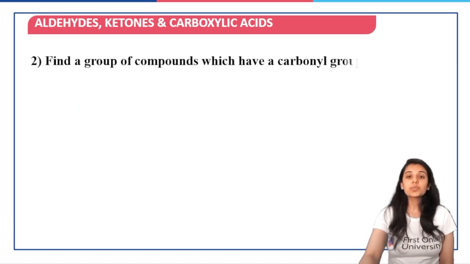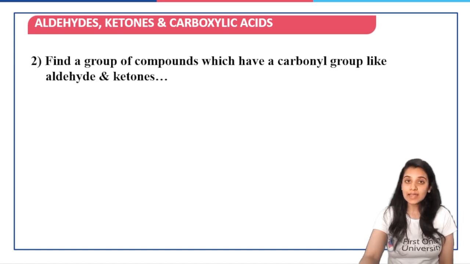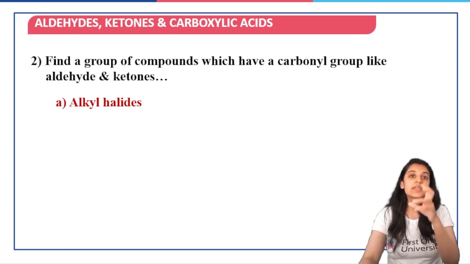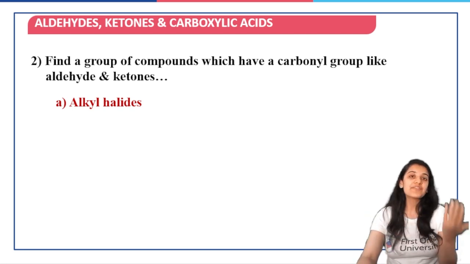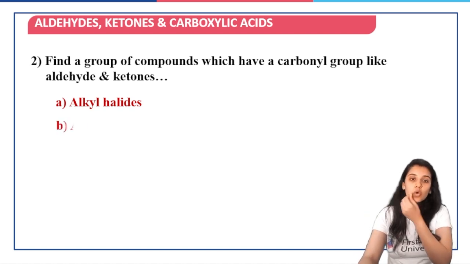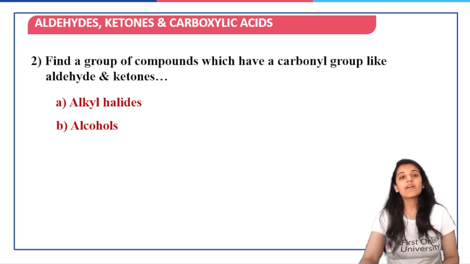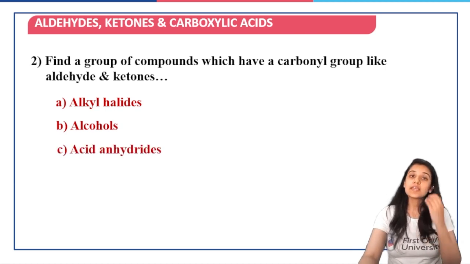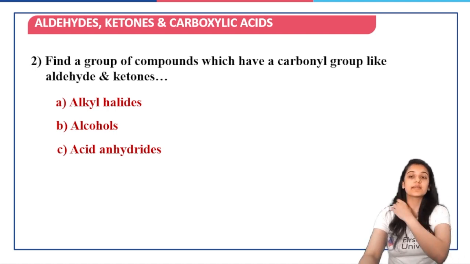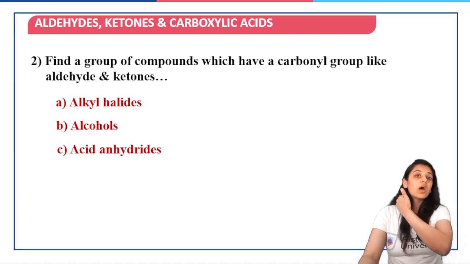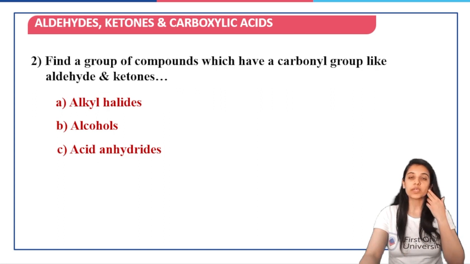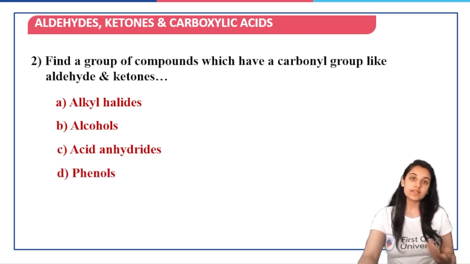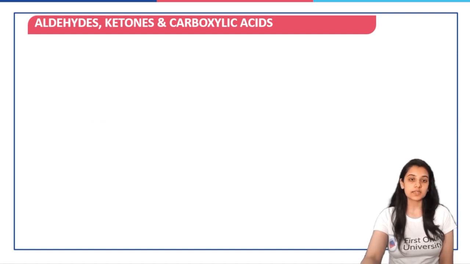Next question is, find a group of compounds which have a carbonyl group like aldehydes and ketones. Alkyl halides, it's clear from the name itself. Alkyl means simply CH3, CH2, CH2, CH2 and so on. And last, in the end, we'll have some X. So they do not have a C double bond O group. Alcohols we know have OH group. Acid anhydrides, yes, they are basically having an OC double bond O group which is attached to the carbonyl carbon of the C double bond O group only. So yes, they are going to have it. Phenols, again OH. So option C is the right answer here.